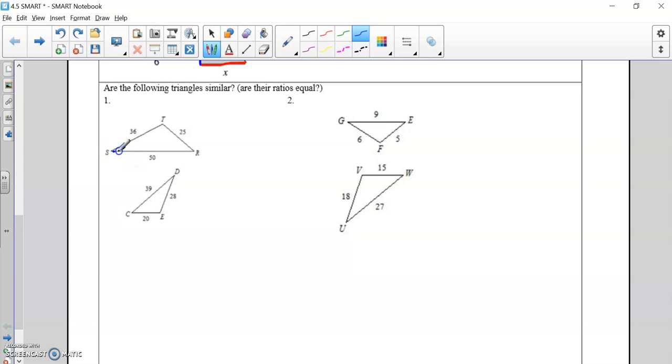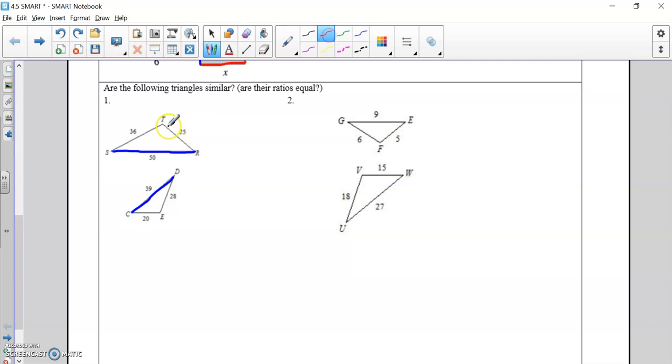A trick for when you're matching sides is that the biggest side of one shape will always match with the biggest side on the other. So the 50 here is the biggest number. The 39 is the biggest number on this triangle. So those are going to go together when we make ratios.